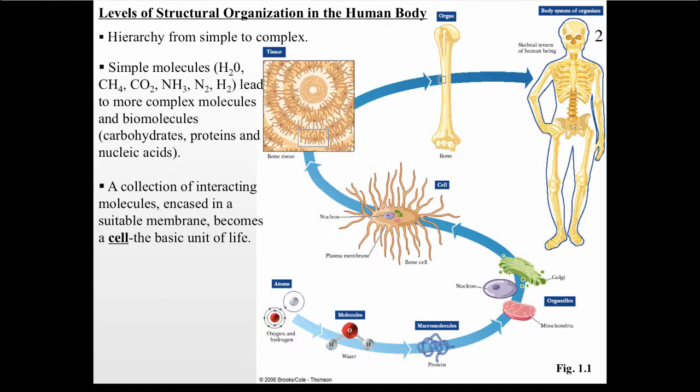So, there are different levels of structural organization in the body. This hierarchy reaches from simple to complex, where simple molecules such as water, carbon dioxide, and nitrogen lead to more complex molecules and biomolecules such as carbohydrates, proteins, and nucleic acids. A collection of interacting molecules encased in a suitable membrane becomes a cell, and this is the basic unit of life. So cells contain the hereditary material DNA, which contains the information needed to complete the organism.